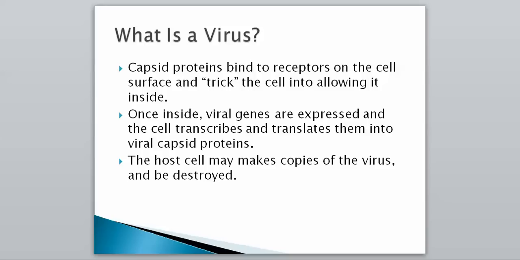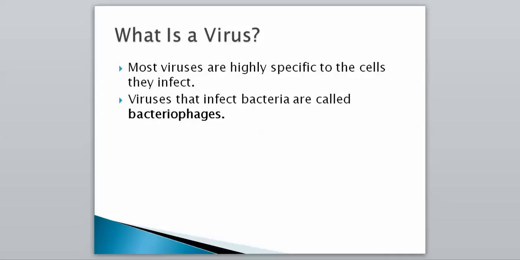And the host cell may make copies of the virus and be destroyed. So basically, the virus will use the cells to make more copies of themselves, and then eventually they destroy that cell. They're making more viruses and they're killing the host cells. Most viruses are highly specific to the cells that they infect, meaning that they all have a certain target. The influenza virus isn't going to go attack our stomach or anything like that. It's just going to mainly affect our respiratory system, our lungs, and areas like that.